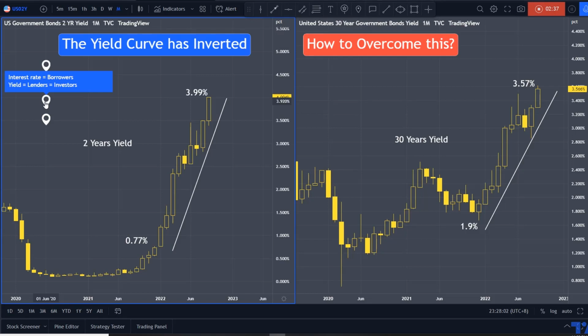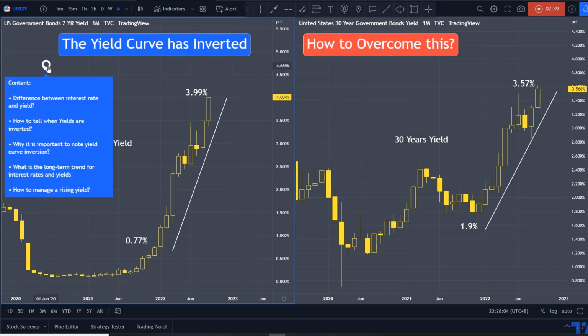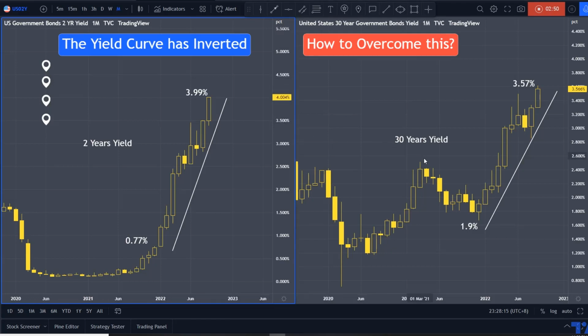Now let's move on to the second part here. The key number two is how to tell when the yields are inverted. Is the yield currently inverted? Now this is a live demonstration that I have here. Now let's look at what happened at the beginning of 2022 on this 30 years bond, the 30 years bond yield.